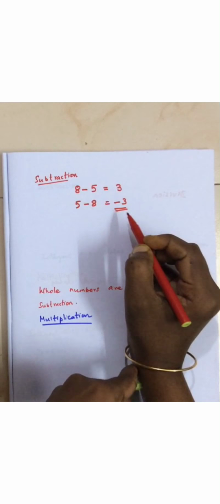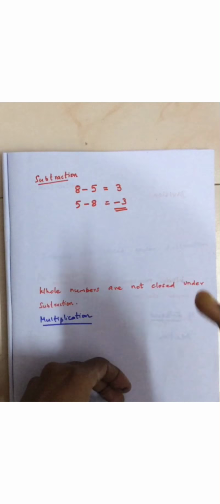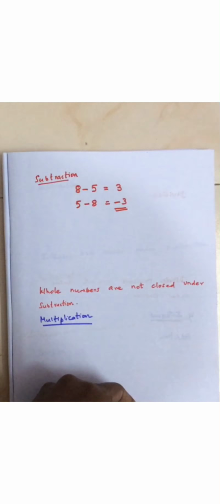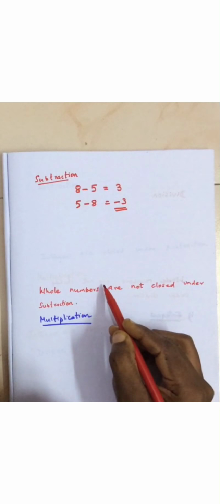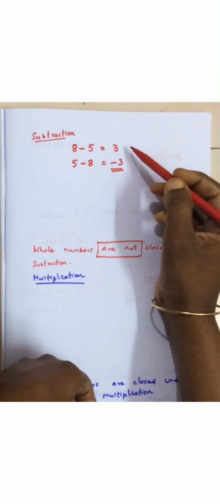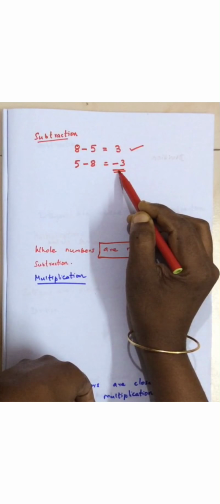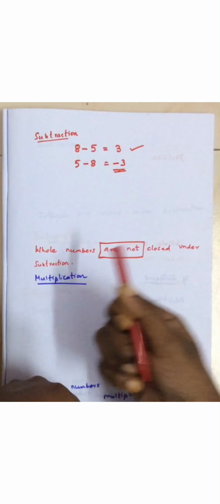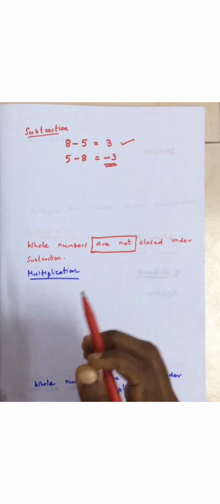Minus 3 is an integer, because whole numbers start from 0 and go like 1, 2, 3. Whole numbers will not include negative integers. So we can say whole numbers are not closed under subtraction. Even though it is satisfied for the first case, it is not satisfied for the second case. To say that whole numbers are closed under subtraction, it should satisfy all the cases. So whole numbers are not closed under subtraction.